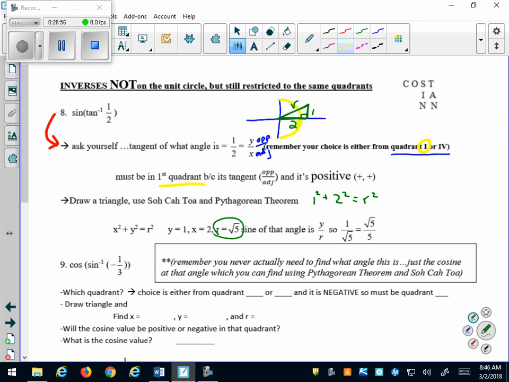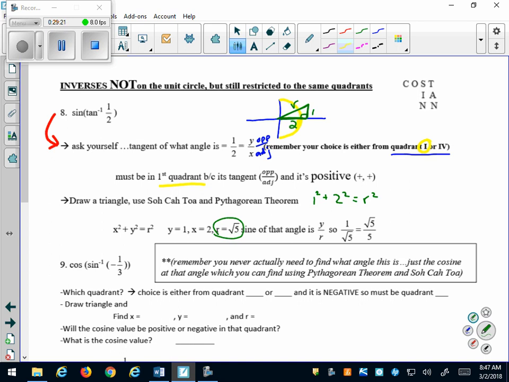Now we're taking the sine of that angle. Do we know what the angle is? No. Do we care what the angle is? No. We just care what the sine of that angle is. And so it doesn't matter what the angle is.